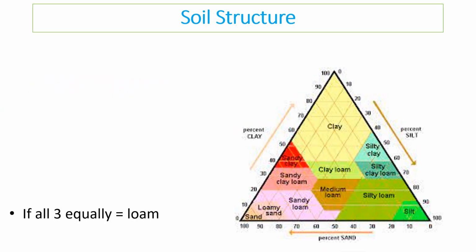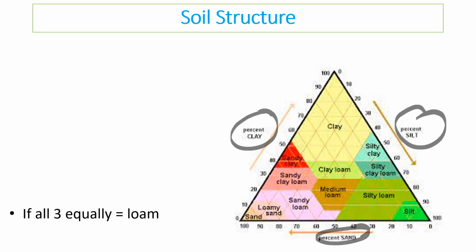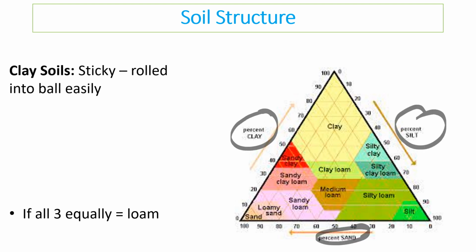So what are the properties of clay, silt, and sand? The first one is clay. Clay tends to be sticky. You should be able to identify these types of soils if you were given descriptions of them. So clay is a wet, sticky soil that can be rolled into a ball easily. Think about the fact that we use clay to make structures in pottery.